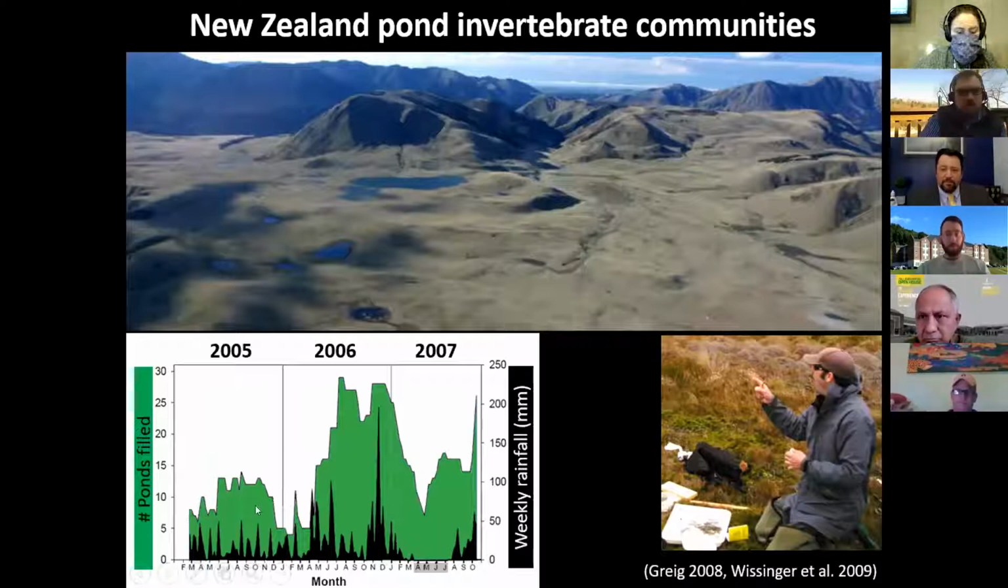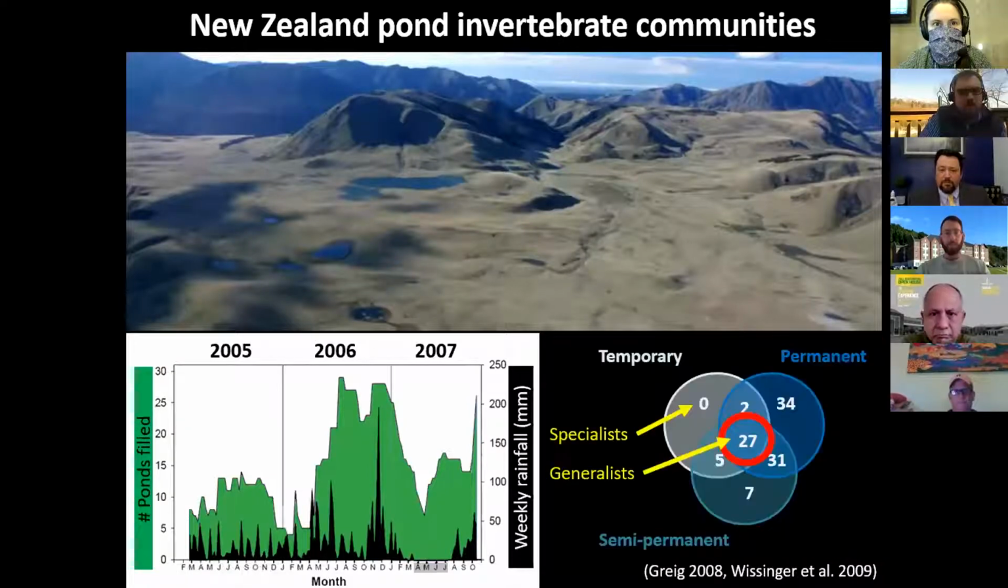And what he also found using water loggers is he measured how quickly the ponds filled and how quickly they dried. Across 2005 to 2007, we can see in the green the number of ponds that are filled, and the weekly rainfall is in the black. From year to year, there's quite a bit of variation in the rainfall, but also in how many ponds were filled.